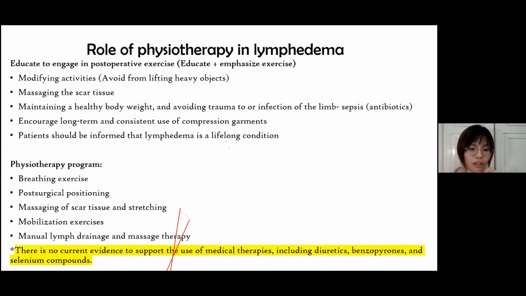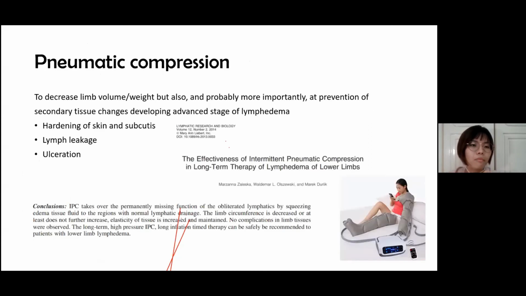But current evidence doesn't support that any medication, diuretics or any other medication can treat the edema. Okay, another one, this is a new technique. Some studies have proved that it can reduce lymphedema. It's a kind of machine that you put on the upper limb and lower limb to decrease the lymph volume, reduce the edema, increase the drainage of water back out of the lymphatic system, and prevent the secondary tissue changes that develop at the advanced stage of lymphedema.